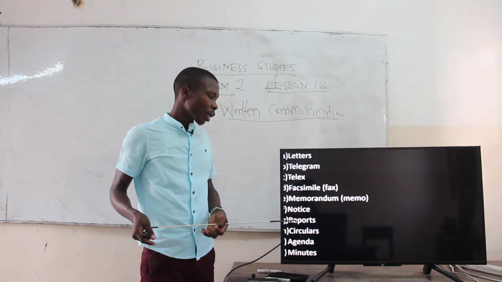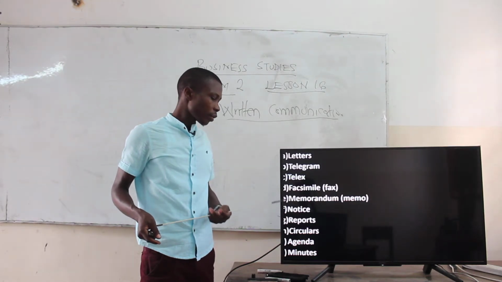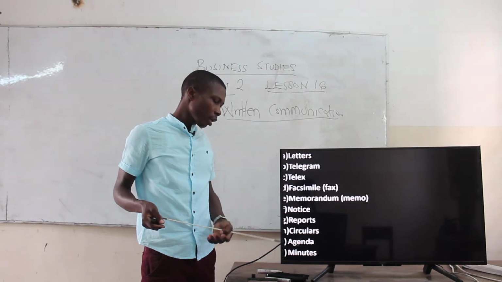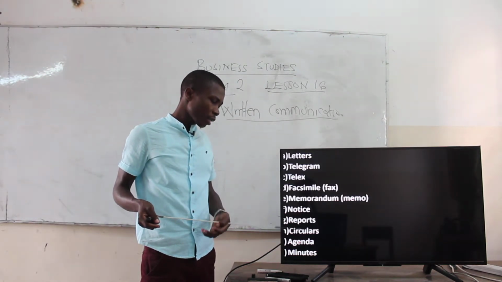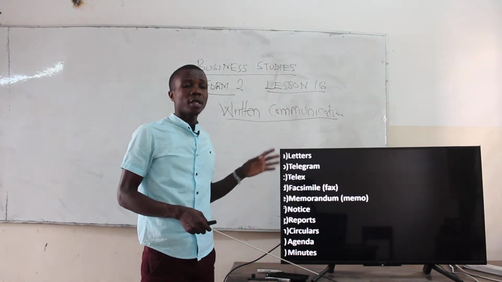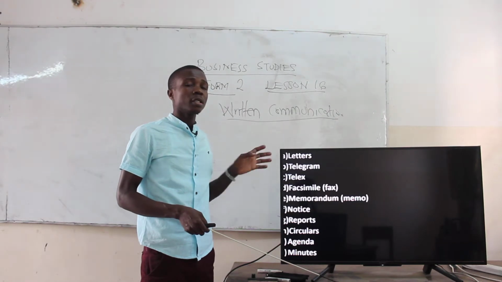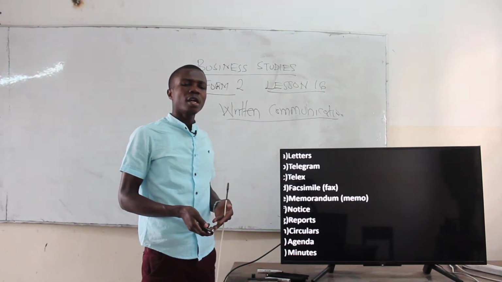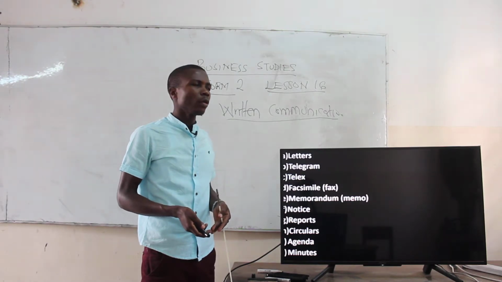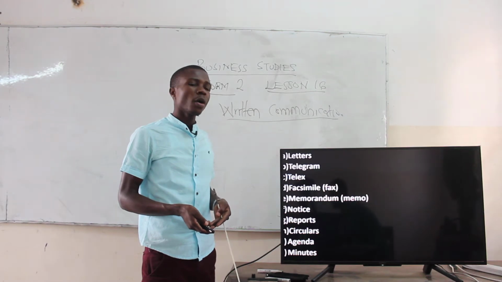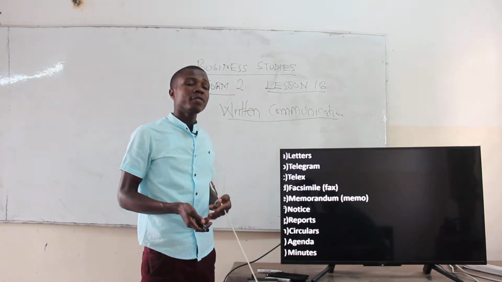Next, we also have notice, we also have report, and we have circulars, and after that we have agenda, which is always discussed within the meeting, and also we have the minutes. So these are the examples of written communications. Then let's try to look at each of them. But the main important thing that we are supposed to be looking at are the advantages and disadvantages.